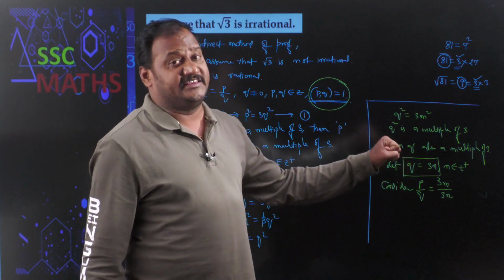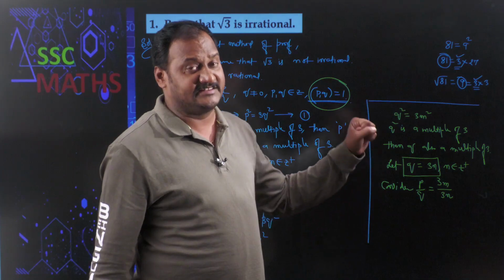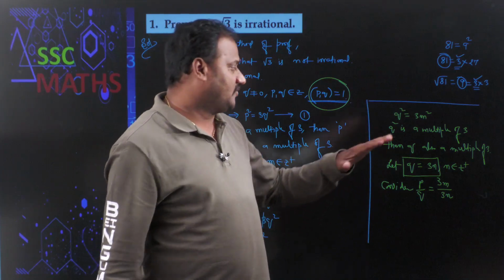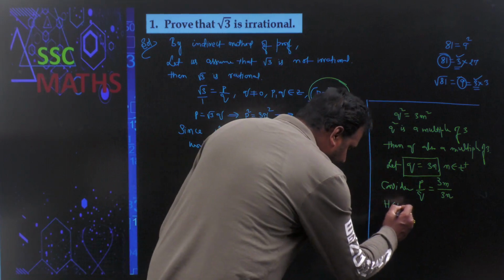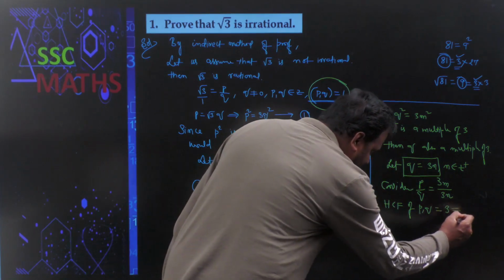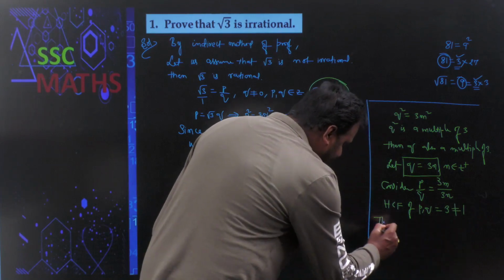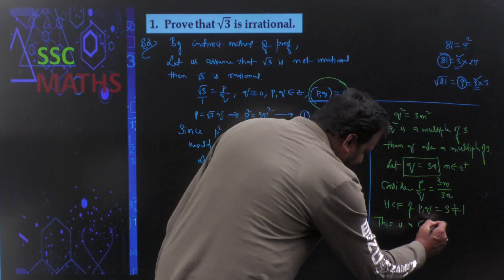This is what is called a wrong result. That is what is called a contradiction. We arrived at a contradiction. So here HCF of p, q is equal to 3 but not equal to 1. This is a contradiction. What do you call that? This is a contradiction.